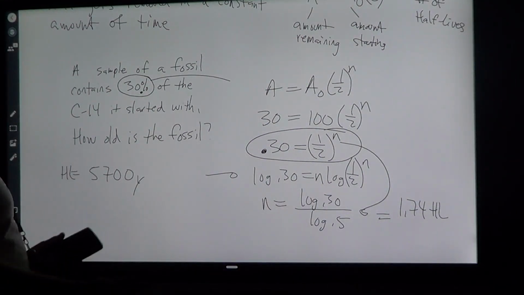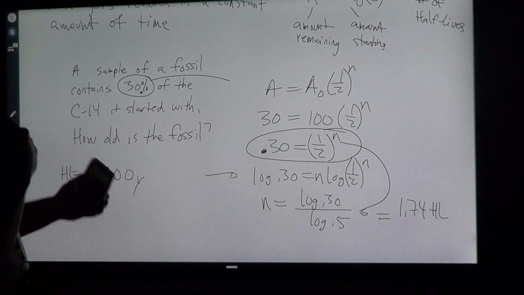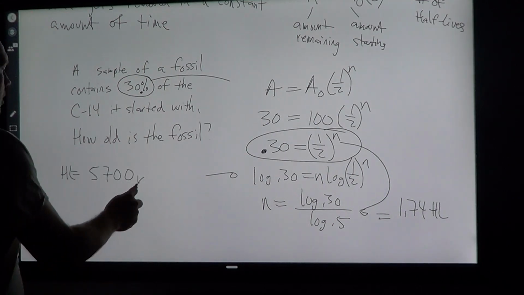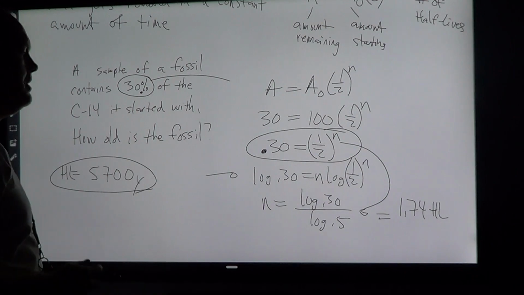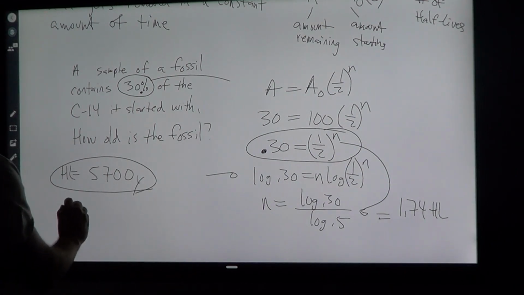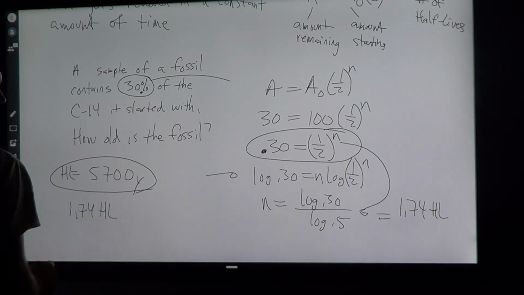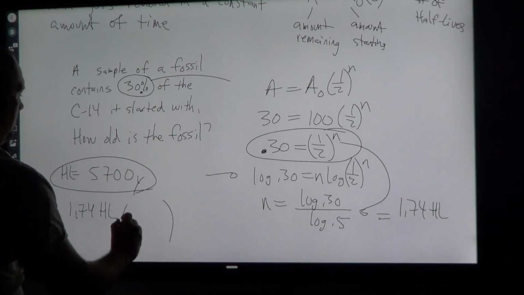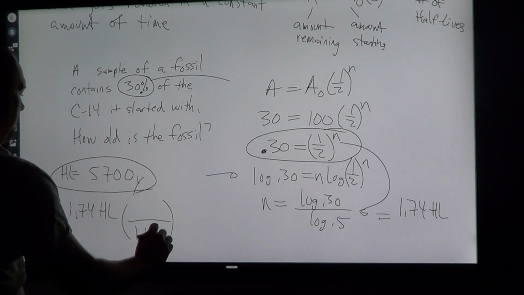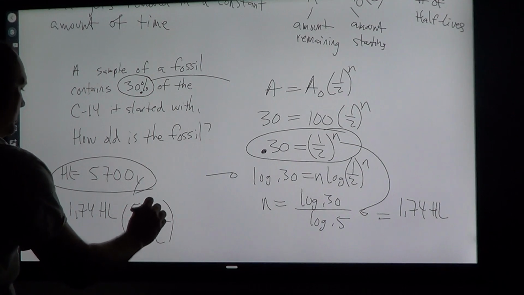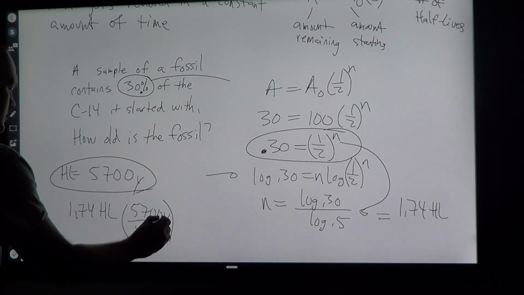Okay? But the question doesn't want to know how many half-lives, it wants to know how old is the fossil. And that's where we can now use this to convert. If we have 1.74 half-lives, we know that one half-life is 5,700 years.